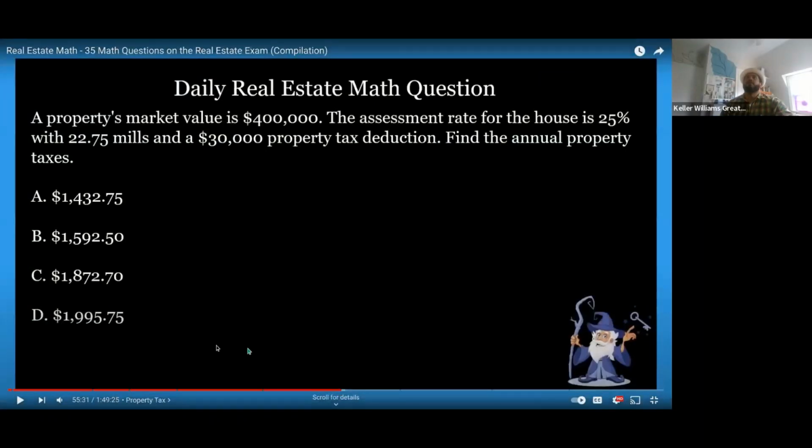We're going to skip that one. Let's see what this one is. All right. Property's market value is $400,000. The assessment for the house is 25%, and it's 22.75 mils, with a $30,000 property tax deduction.